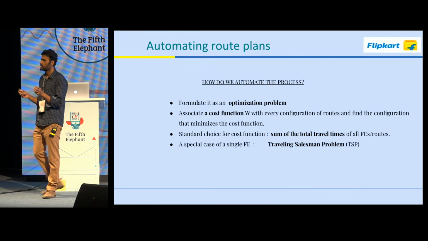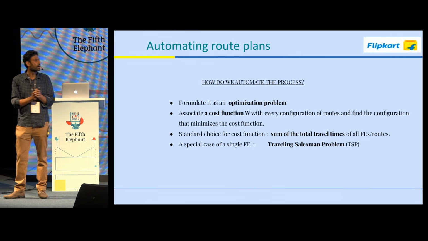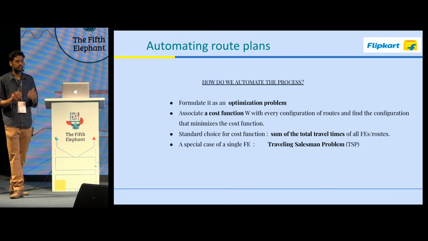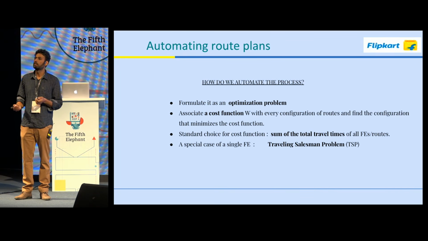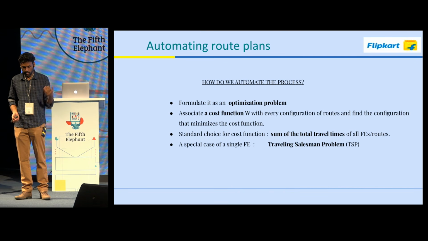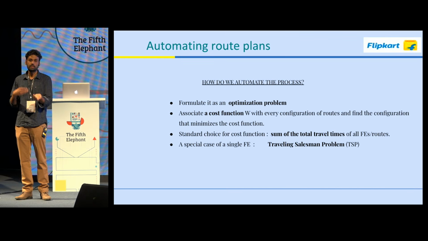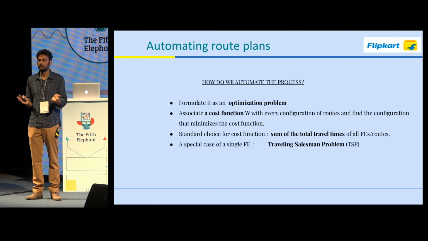As you can imagine, the automation process is you achieve that with some sort of an optimization. Now, what is this? Well, just like in any other optimization, you have a configuration, in this case, a configuration of routes. And for that, you associate a cost function, W, an appropriate cost function. And then you try to find the route, the configuration, the set of routes, which minimizes that cost function. That's the standard optimization problem.